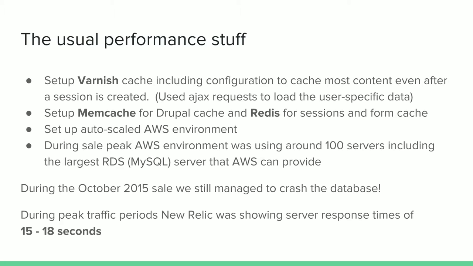So that was the personalized little piece of content, and then the rest of the pages were still getting returned via Varnish. So that's all the product pages and category pages. That was important because that took 90% of the requests away from the web servers and returned them from the Varnish servers. We also set up Memcache, which handles all the Drupal's caching needs, and we set up Redis, which is similar, but we used that just for the sessions and for the form cache.